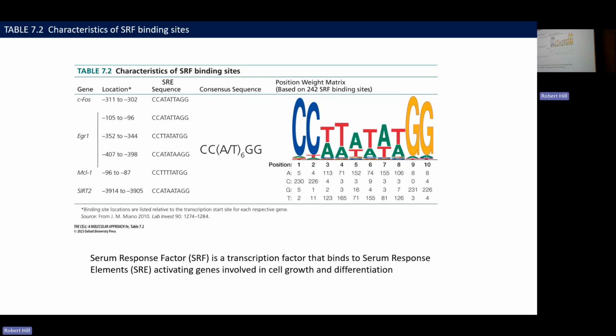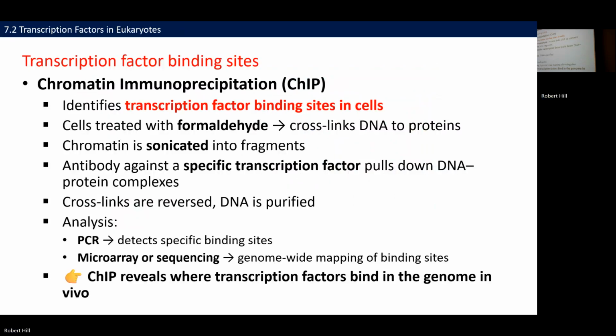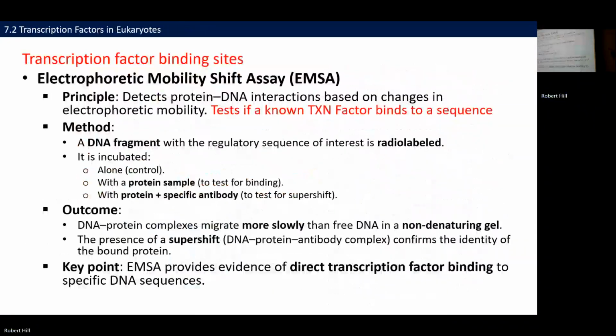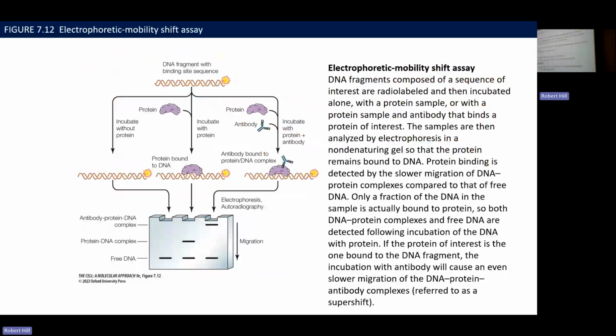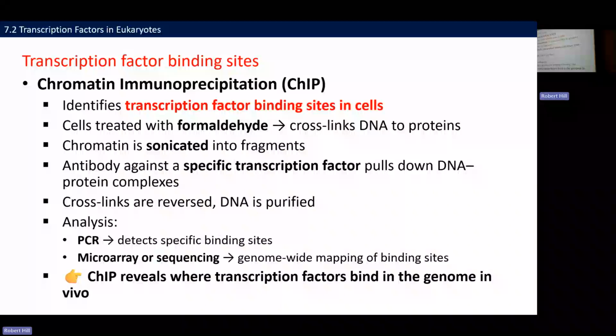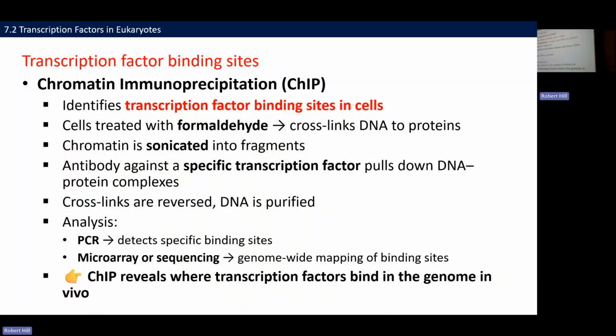Okay, so again, the EMSA. Testing if a known transcription factor binds to a sequence. So it's really studying the sequence. It's looking at consensus sequences. The other technique is called chromatin immunoprecipitation. And we've talked about immunoprecipitation. There was a question on your first exam, I think, about it. If you're immunoprecipitating something, you are using antibodies to bring down a particular protein of interest.